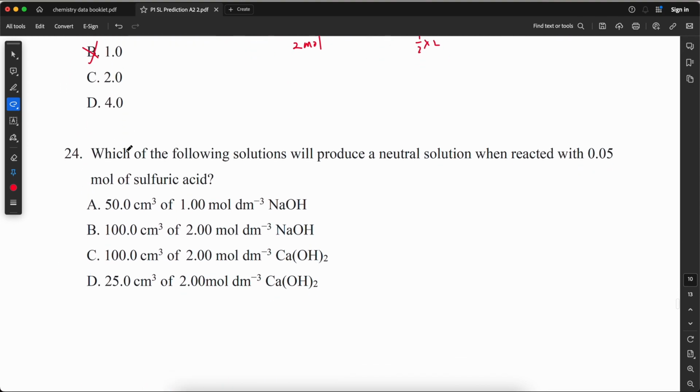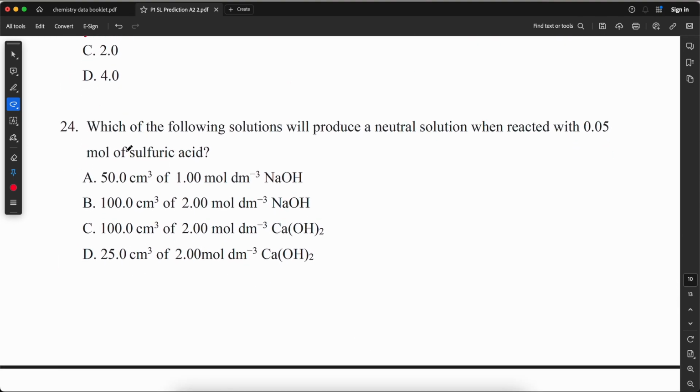Which of the following solutions will produce a neutral solution when reacted with 0.05 mole of sulfuric acid? Sulfuric acid is H2SO4. Okay, so we have 2H plus. So we need 2 OH minus as well. Therefore, A and B are not the answer. So we need Ca(OH)2 because it will have 2 OH minus. And when we check the mole here, it is 0.1 times 2, which is 0.2. And this one is 0.025 times 2, which is 0.05. Neutralized. Okay, D.